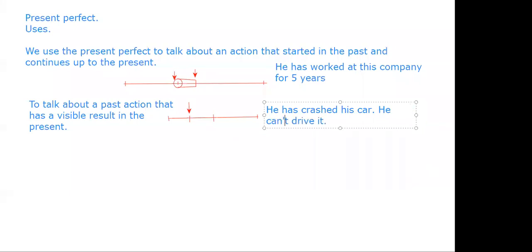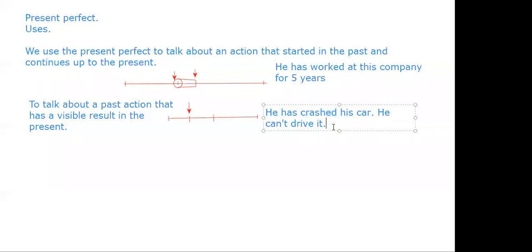Imagine this is your neighbor. He has a car. Okay? Imagine he has a car. So he has crashed his car. Crashed is like when two cars have an accident and they crash, collapse. Boom. So he has crashed his car.